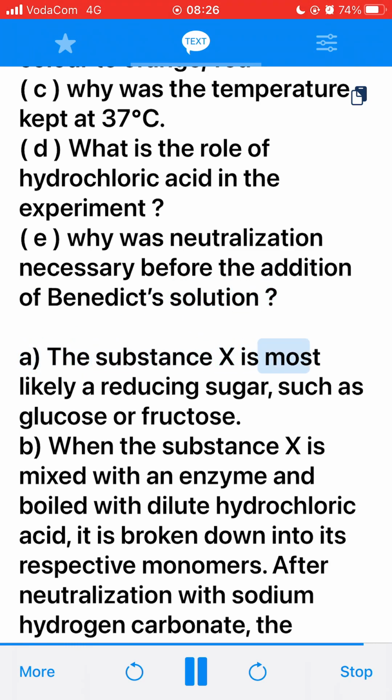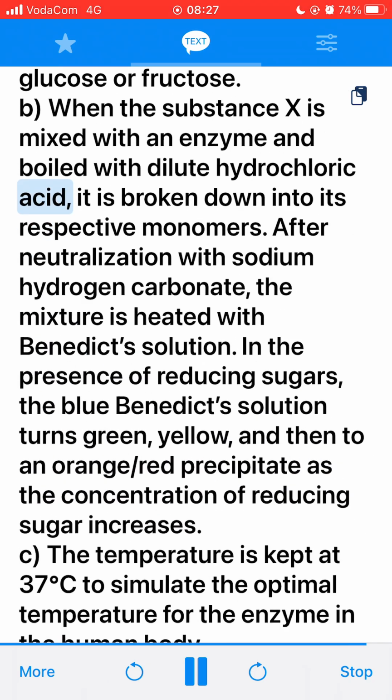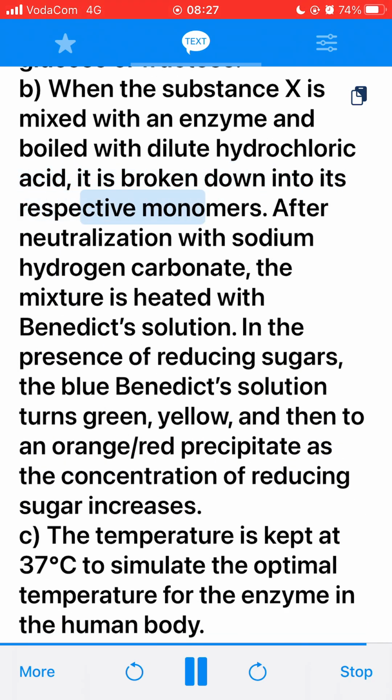A. The substance X is most likely a reducing sugar, such as glucose or fructose. B. When the substance X is mixed with an enzyme and boiled with dilute hydrochloric acid, it is broken down into its respective monomers. After neutralization with sodium hydrogen carbonate, the mixture is heated with Benedict's solution. In the presence of reducing sugars, the blue Benedict's solution turns green, yellow, and then to an orange-red precipitate as the concentration of reducing sugar increases.